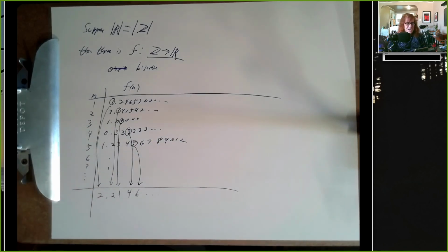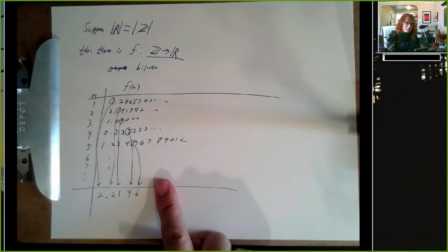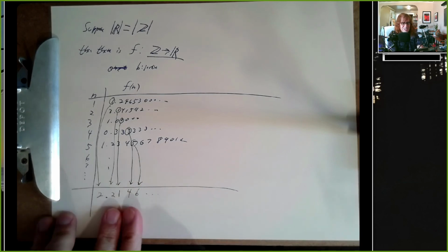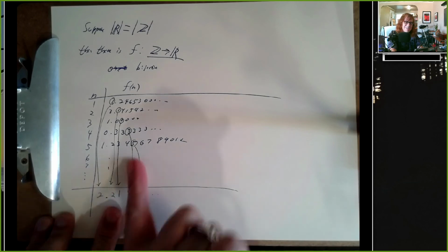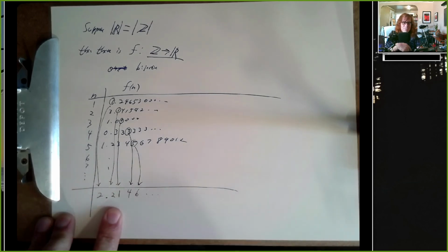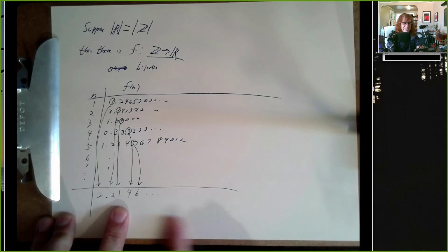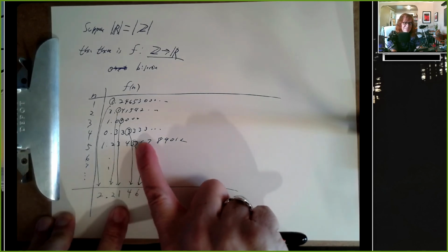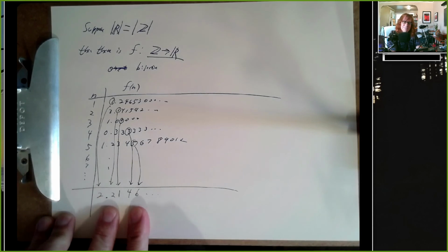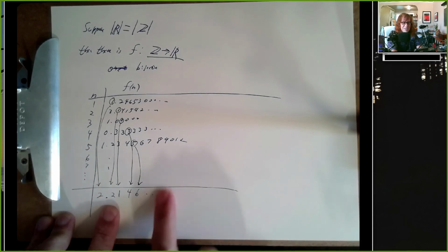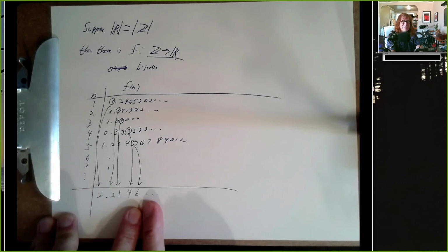Well, you'll say, oh, it's not on that list. It's actually number 1000 that maps to this. Well, guess what? The 1000th digit of f of 1000 is something different from the 1000th digit of this number. Whatever the 1000th digit of f of 1000 is, I added 1 to that to get the 1000th digit of this number. Just like this can't be f of 5 because the 5th digit of f of 5 differs from the 5th digit of this. The 6th digit of f of 6 differs from the 6th digit of this.